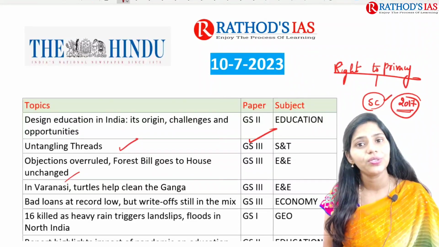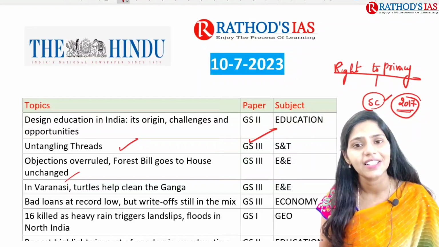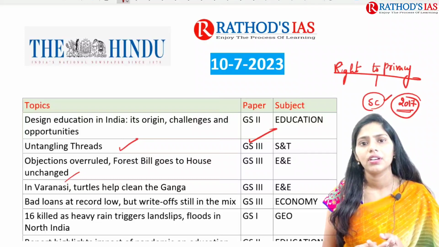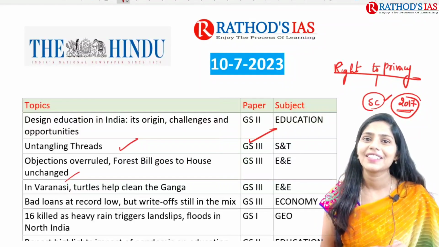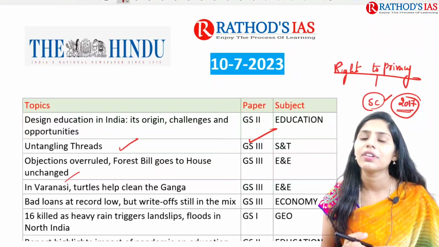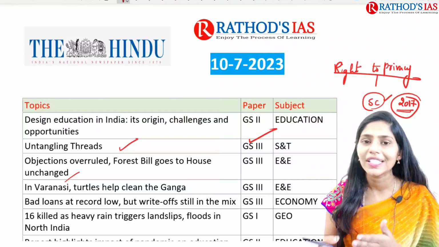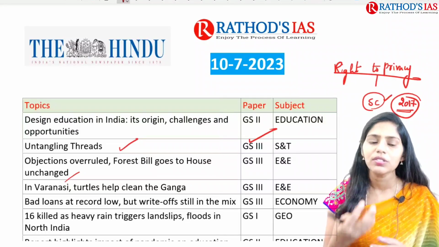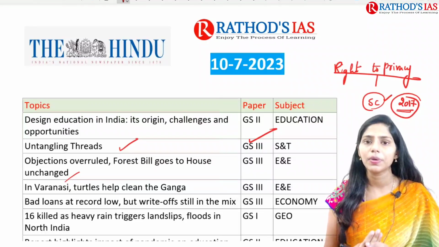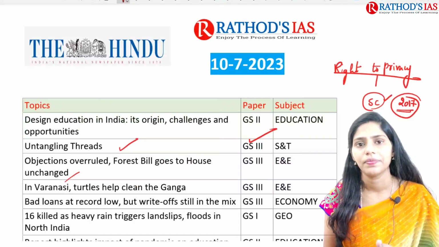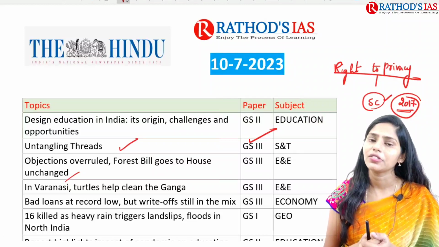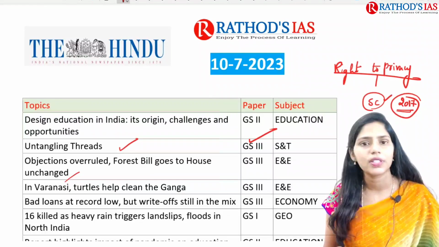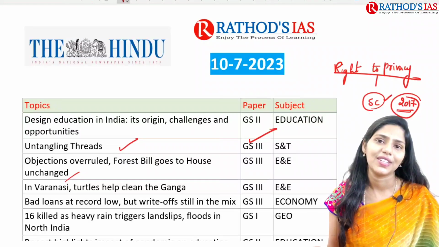Whenever you are writing any answer regarding the importance of wildlife, you can add this example: turtles are used in the Namami Gange project to clean the river Ganga. So you can quote an example. In this way, whenever you are seeing articles in the newspaper, you can use them while writing answers, and that will enrich your answer. This topic is important from your environment and ecology.